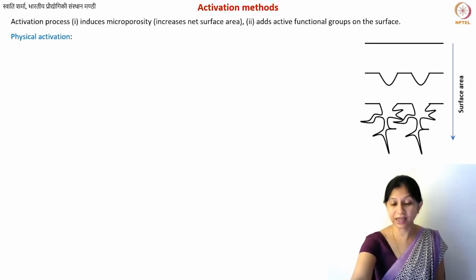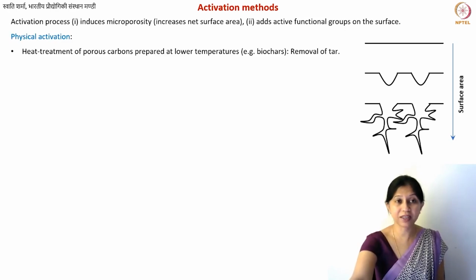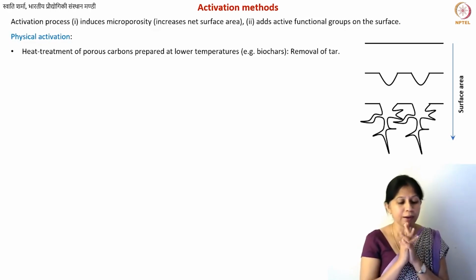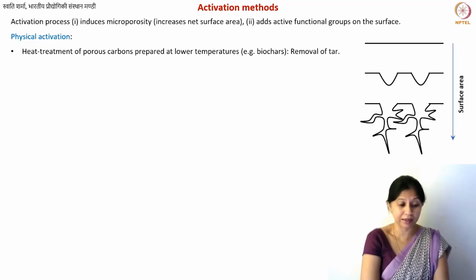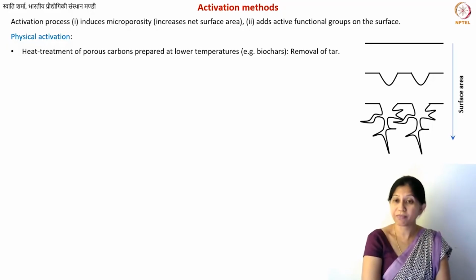Okay. Now let's talk about the activation methods. For physical activation, first of all, when you get these porous carbons, let's say I prepared my porous carbon or some sort of charry material, even from waste material, agricultural waste and so on, and I prepared it at not very high temperatures, which is often the case with porous carbons. They are not prepared, at least initially, at a very high temperature. There is a reason for that.